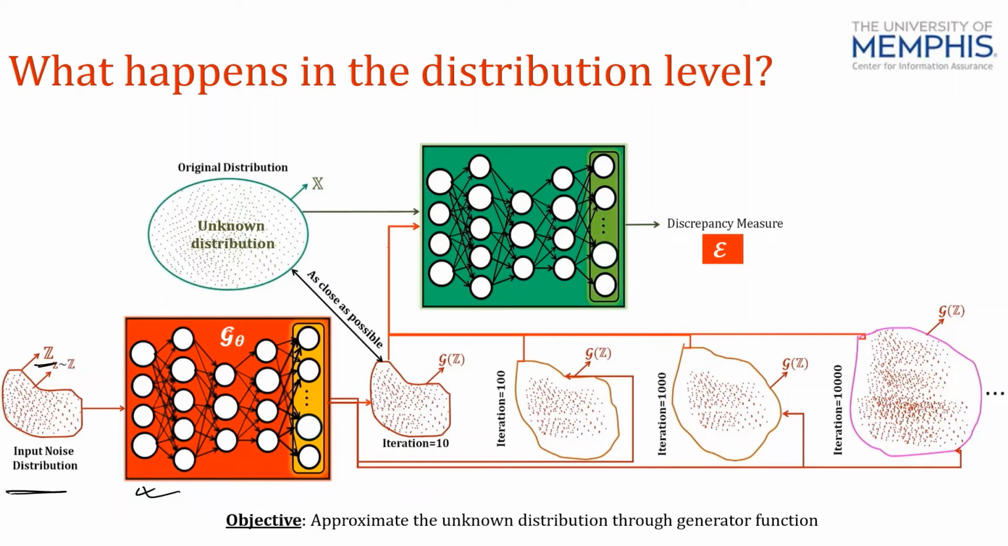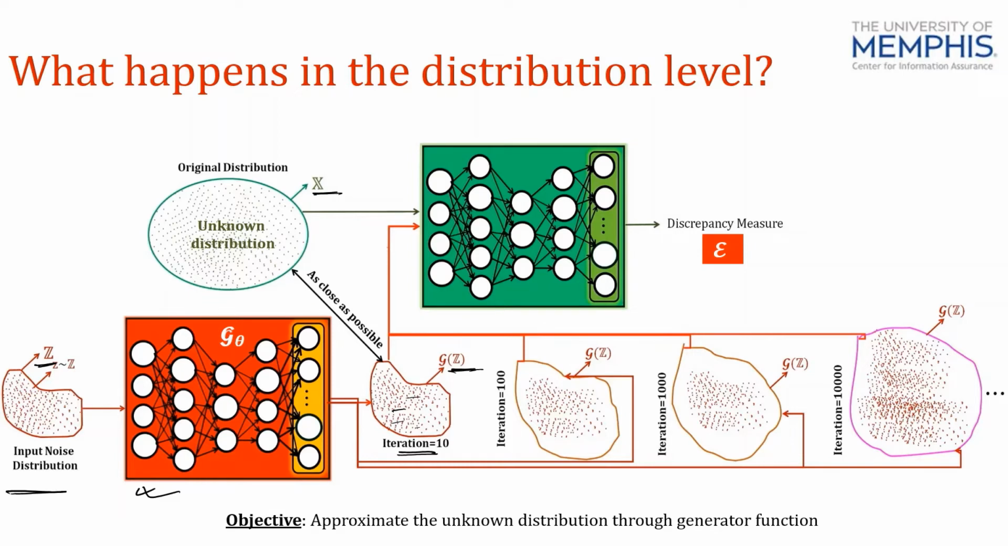After receiving these inputs, the generator will compute and produce some fake samples. These red dots are the fake samples, and the fake samples have a distribution called GZ that we saw in the last slide. This is the shape of GZ after 10 iterations. By the property of the generative model, as well as the generative adversarial network, these two, that is GZ and X, should be as close as possible.